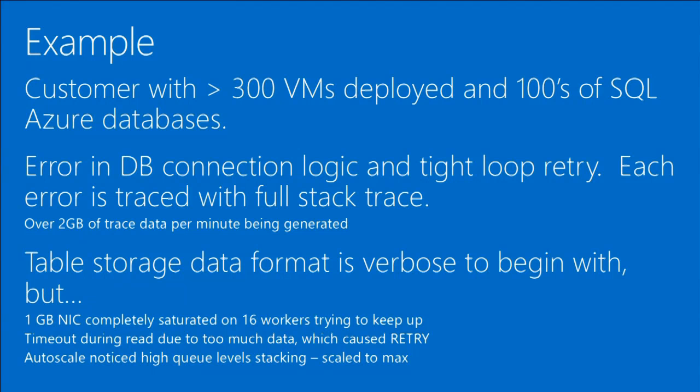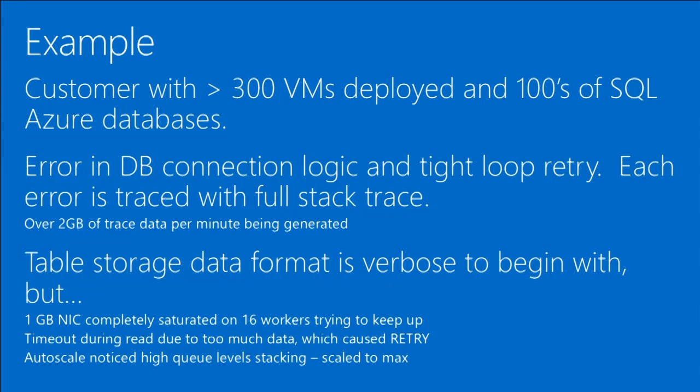They had an error in their DB connection logic. And in an extremely tight loop, all 300 instances were tracing the error with a full stack trace. Now remember, we're going to index this data. Turns out they were generating more than 2 gigabytes per minute. So 10 gigabytes in a 5-minute range of data.